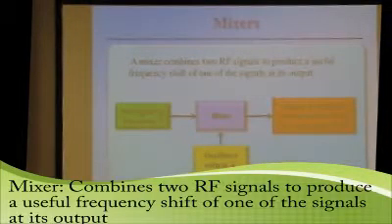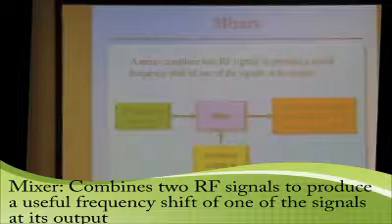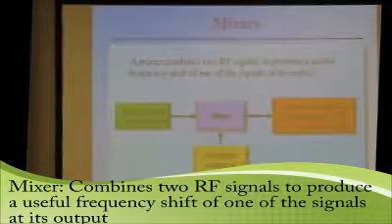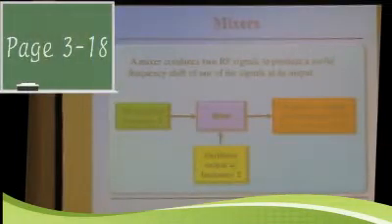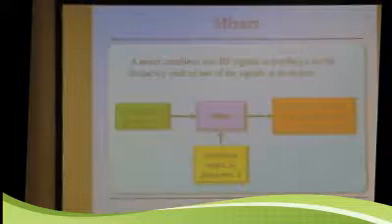doing that particular job. A mixer combines two RF signals to produce a useful frequency shift of the signal at its output. So you have the RF signal at a certain frequency, then you have an oscillator putting out a second frequency. They mix. And remember, we get two output signals. One is the sum of the two frequencies. One is the higher frequency minus the lower frequency. So you've got two different signals.